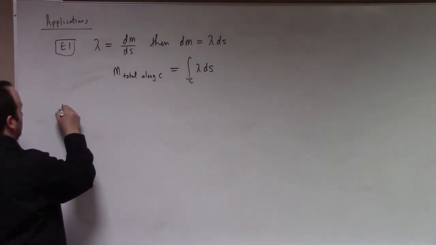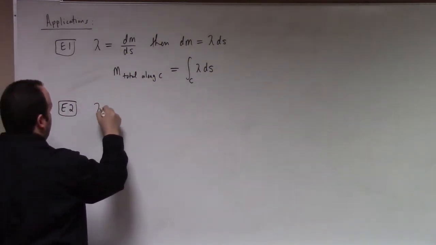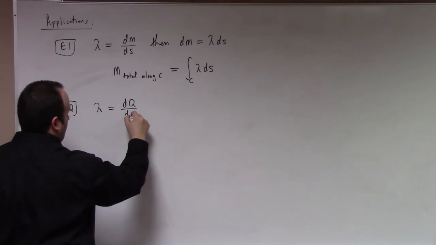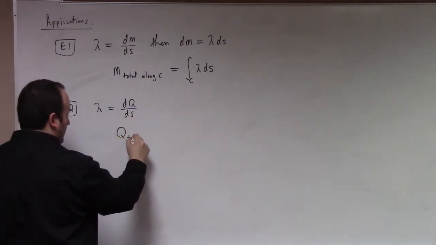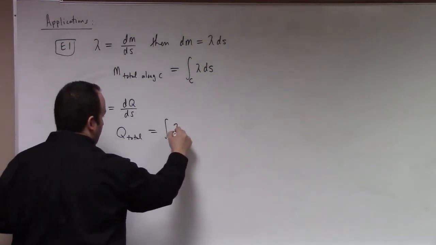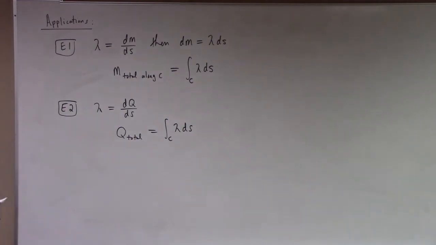I could also have something like lambda is charge per unit length. Then the total charge along a wire would also be the integral along the curve of lambda ds, where that lambda was, of course, the charge per unit length. These are applications of this notion of integration that are not directly geometric, they're more physical. I like these basic tent pictures to give you some rudimentary geometric idea about it, but ultimately it's more about adding up infinitesimal things in my view.